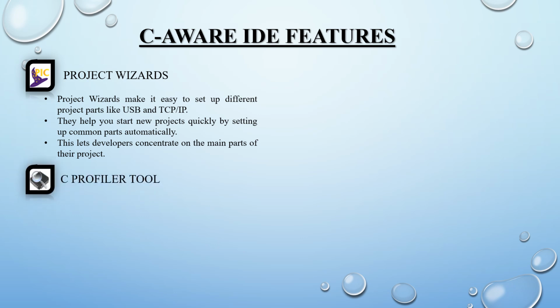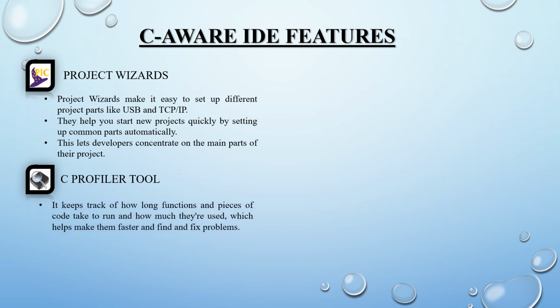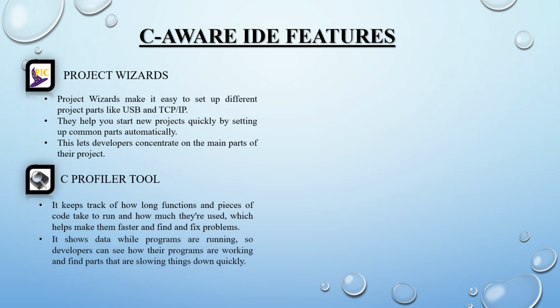Our second point is the C profile tool. It keeps track of how long functions and pieces of code take to run and how much they are used, which helps make them faster and find and fix problems. It shows data while programs are running so developers can see how their programs are working and quickly find parts that are slowing things down.